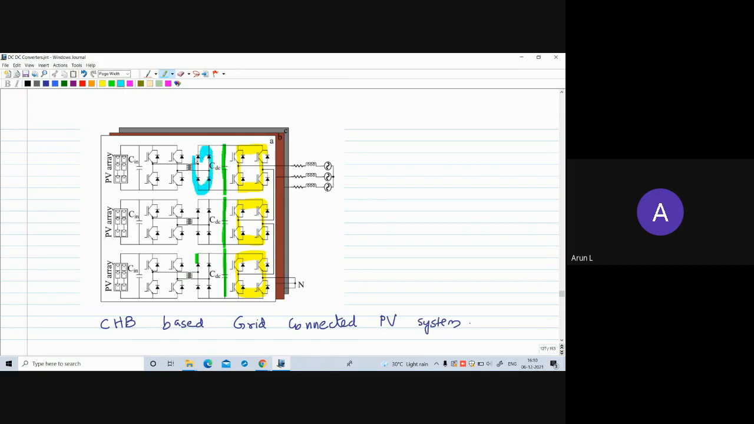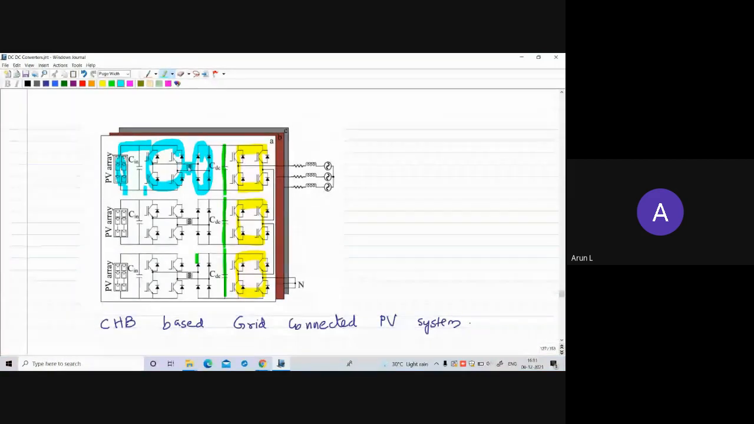The bridge rectifier is giving the DC output, and the input of the bridge rectifier is coming from an inverter. There is a high frequency link here. This transformer will be operating at high frequency because this is switching at high frequency, so the size of this transformer will be really small. Then this PV array will be feeding DC supply to the inverter. The inverter will be switching at high frequency.